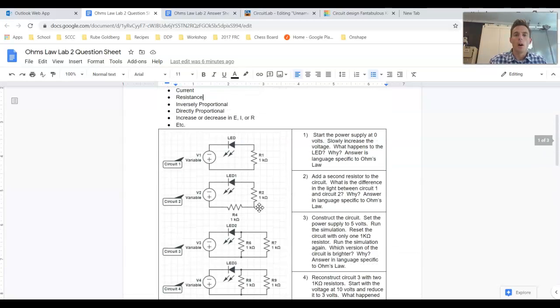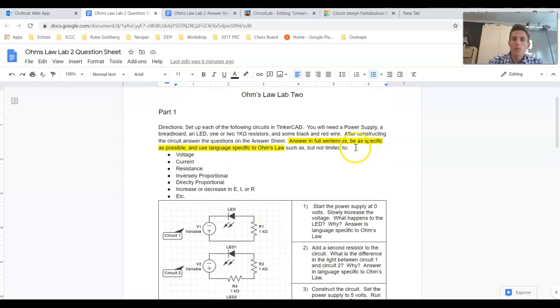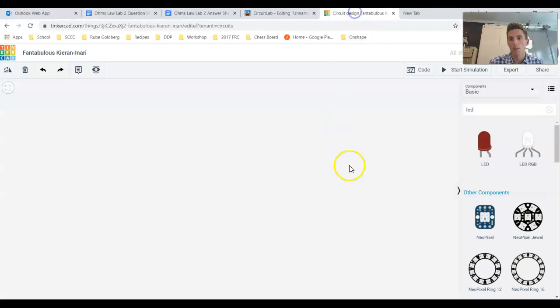All right. Once again, up here in the directions are always important. I always try to put the important information up there. You're going to set up the following circuits in Tinkercad. You're going to need a power supply, a breadboard, an LED, one or two 1 kilo ohm resistors, and some black and red wire. So right here, I am telling you what you need to search for to find in Tinkercad. So let's start pulling that stuff in to begin with.